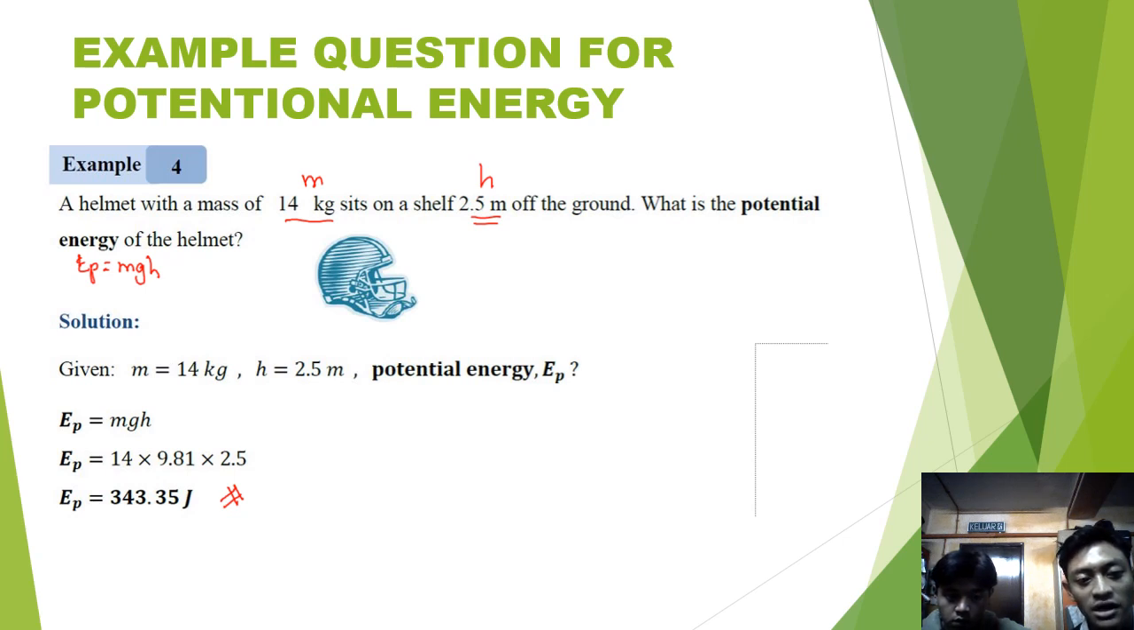The expression for potential energy is mgh. M is mass, 14 kilograms, times gravitational acceleration 9.81, times 2.5. So the answer is 343.35 joules. So that's from me.